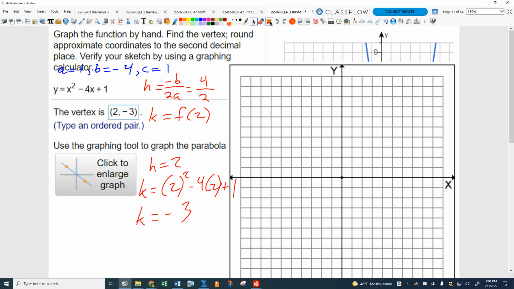Question? No. Yes. Yeah, you're going to have to graph it on here. Right.